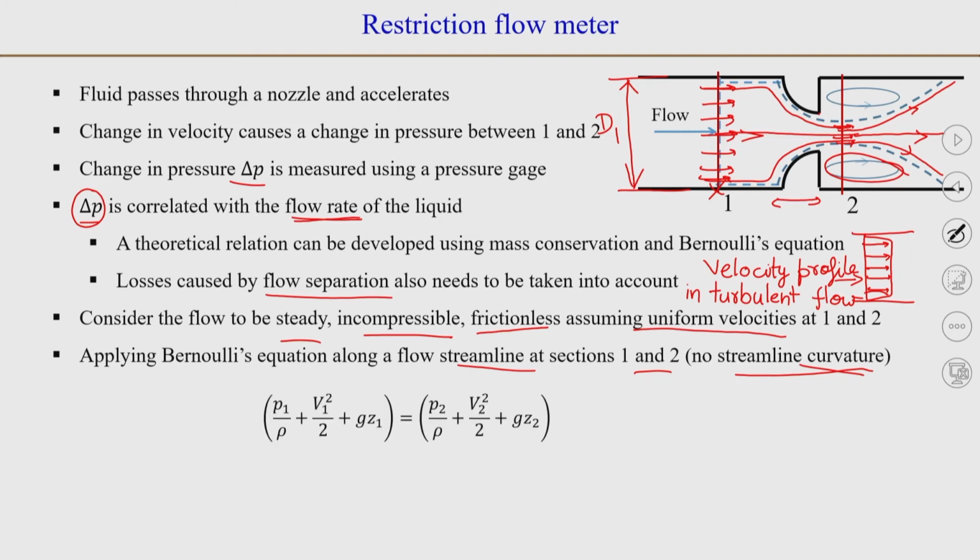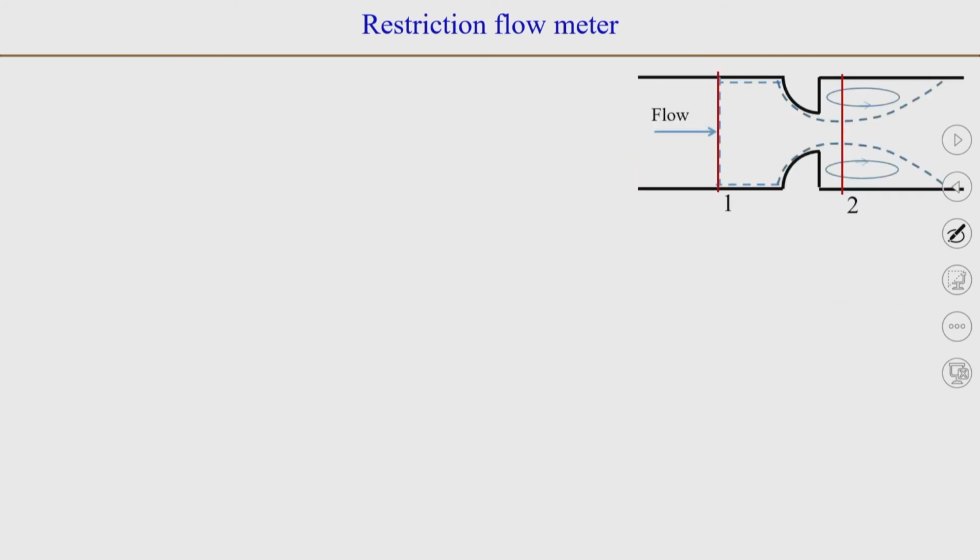Okay. And we can use Bernoulli's equation: P1 by rho plus V1 squared by 2 plus g Z1. You see here the unit is meter squared per second squared. P1 by rho plus V1 squared by 2 plus g Z1 is equal to P2 by rho plus V2 squared by 2 plus g Z2. Now, if the orientation of this flow meter is horizontal, Z1 is equal to Z2 and these two terms will cancel out, and we will simply have P1 by rho plus V1 squared by 2 is equal to P2 by rho plus V2 squared by 2.